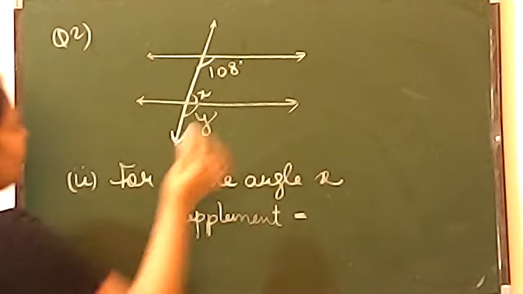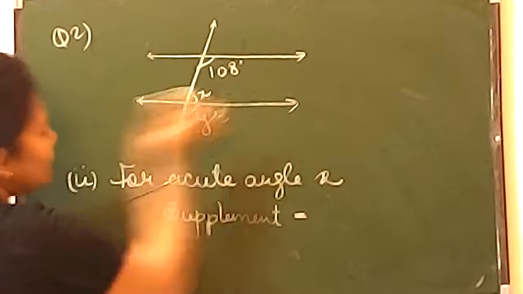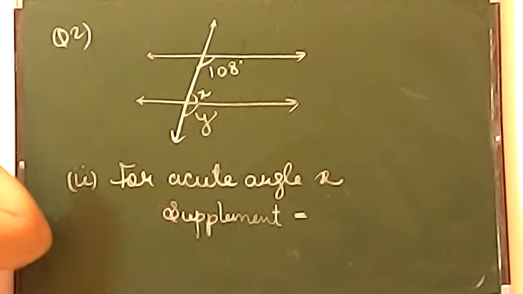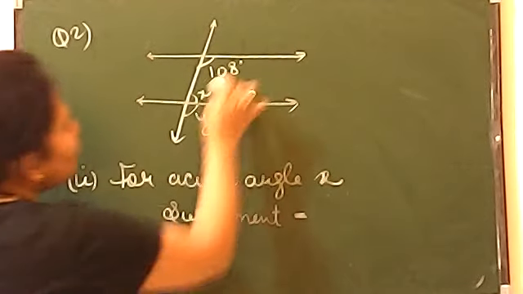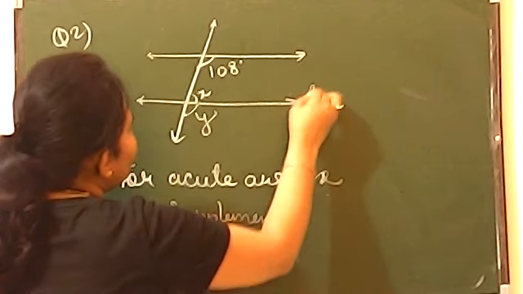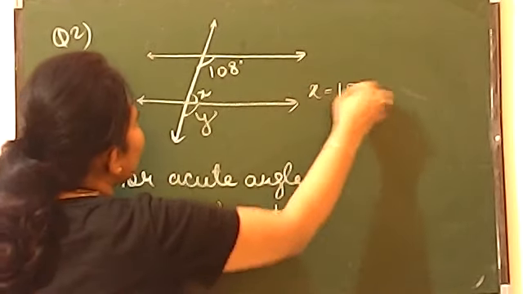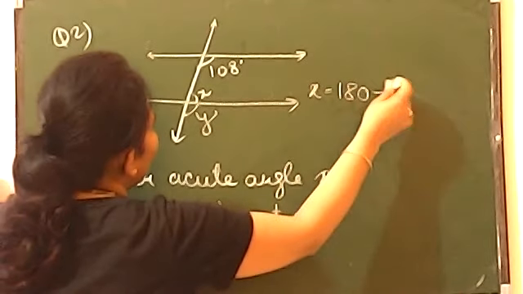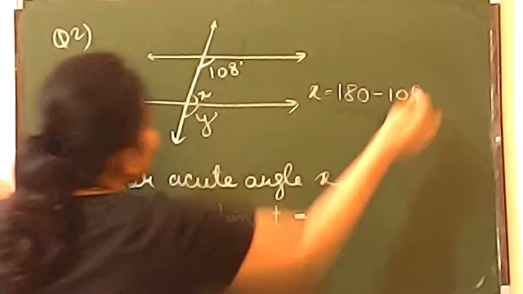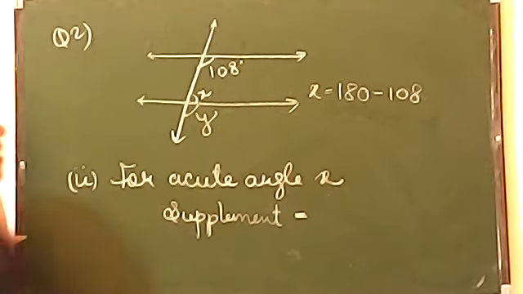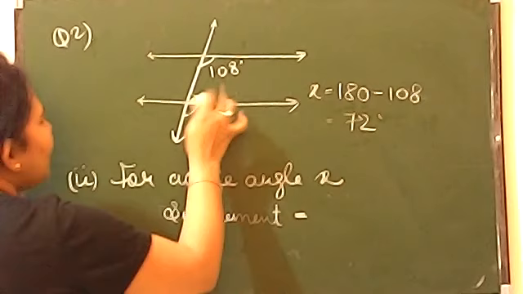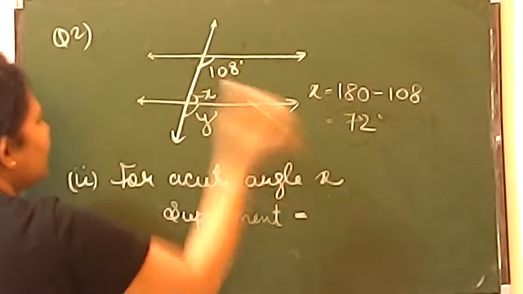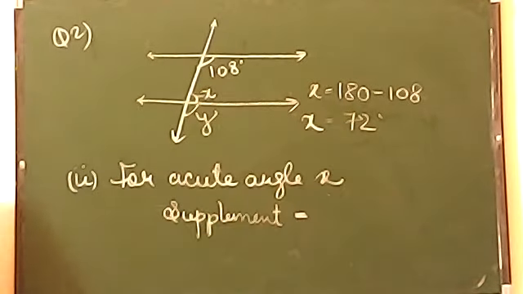So you must see here 108 and x, they are co-interior angles, and co-interior angles are always supplementary in parallel lines. So that means when you have to find out the value of x, you can simply find it by subtracting from 180. When you subtract 108 from 180, you will get 72. So it means the value of x will be 72.